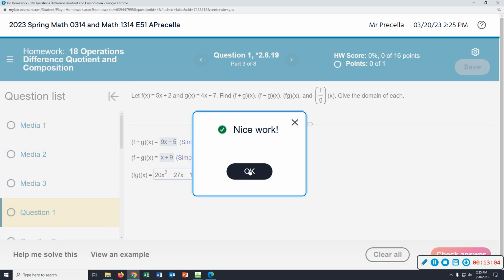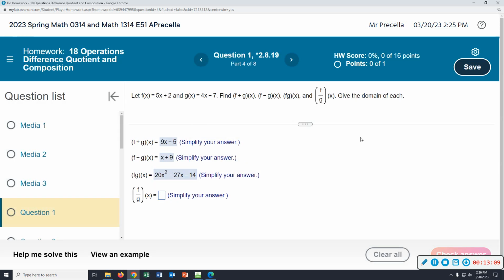Okay. So now we've done the F plus G, the F minus G, the F times G. Now, the F divided by G. Look at how they have it written. They could have written F of X plus G of X, but they're writing the X just one time. This just means F of X over G of X.